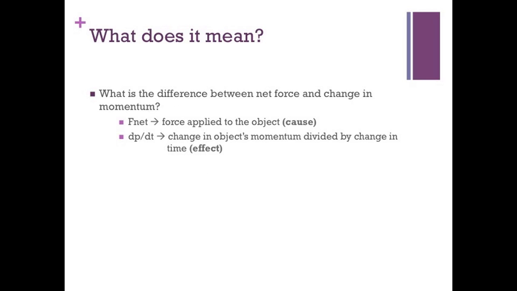This question asked me what the difference between the net force and change in momentum over time was. According to Newton's second law, they are equal to each other. The best way to differentiate the two is by looking at them in terms of cause and effect. The net force is the cause of the object's motion since it is the force applied to the object. The change in momentum with respect to the change in time of the object is the result of this force, making it the effect.